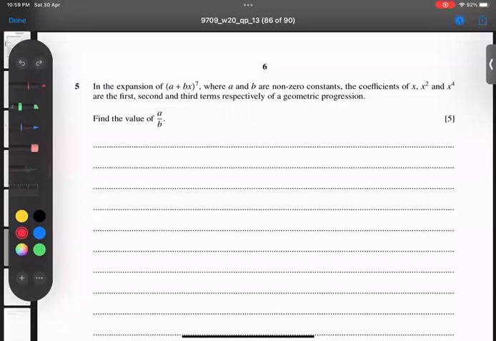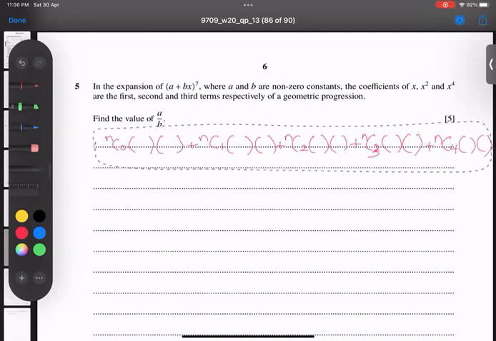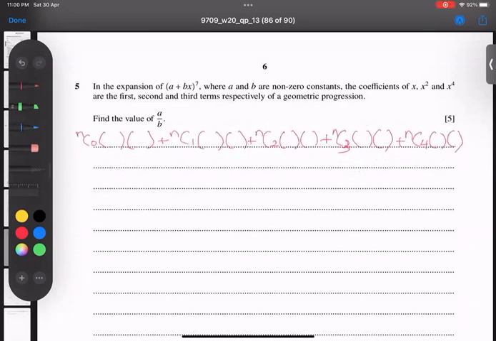So first of all, nC0, 2 values, then nC1, 2 values, then nC2, 2 values, then nC3, 2 values, and nC4, 2 values. So I believe this point is very, very clear. Okay, so this is done.